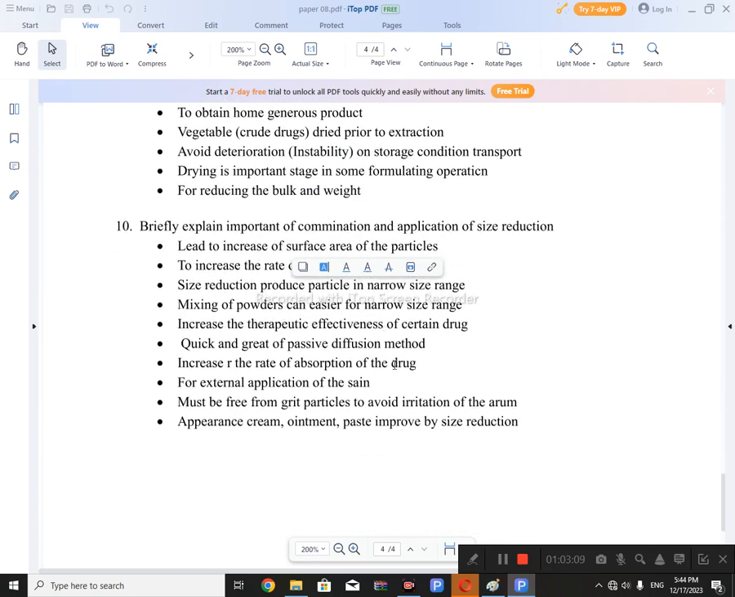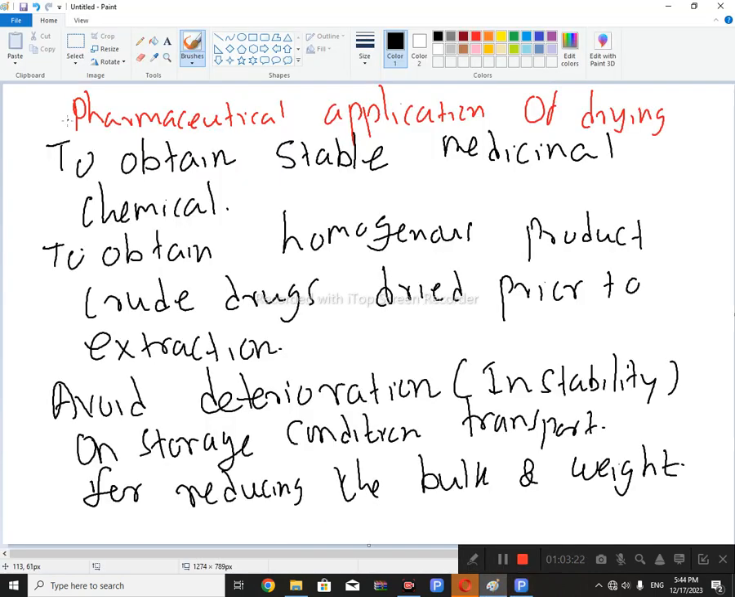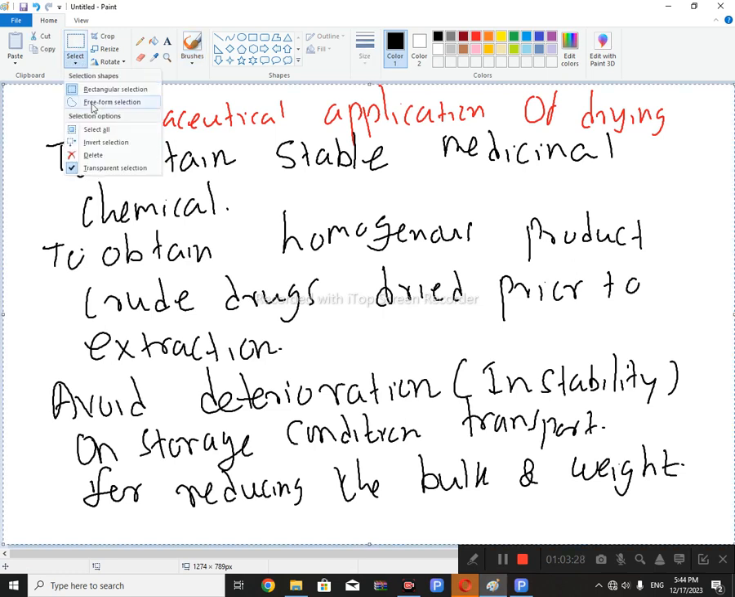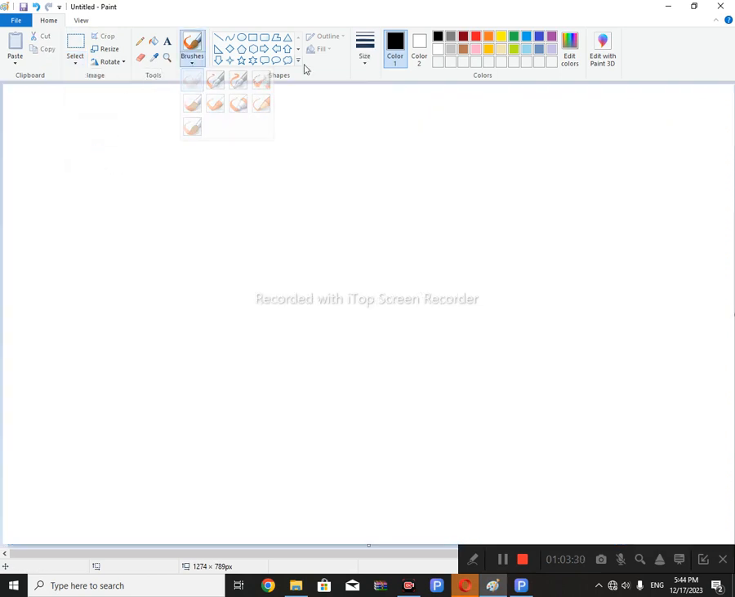Last question. Briefly explain importance of combination and application of size reduction. Combination, size reduction.